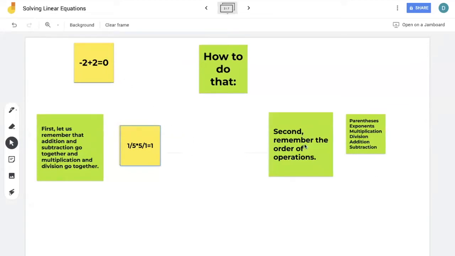Second, let's remember the order of operations. You do parentheses, exponents, multiplication, division, addition, subtraction. Normally you would do them in the order that they're listed here. But with these, it works best to do them in reverse order. We'll see why later on when we do more examples. But for now, this is what we'll have to do. To explain the rest of how to do that, let's look at some examples.